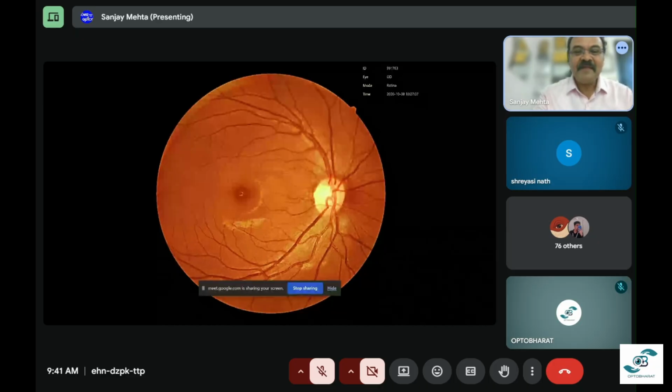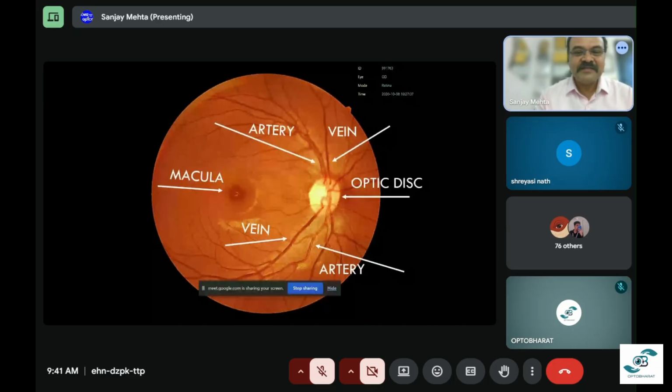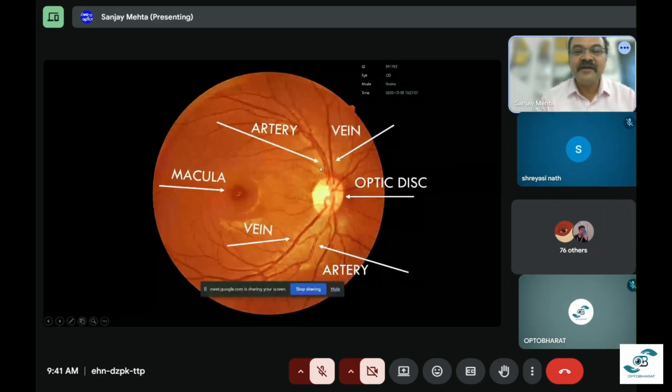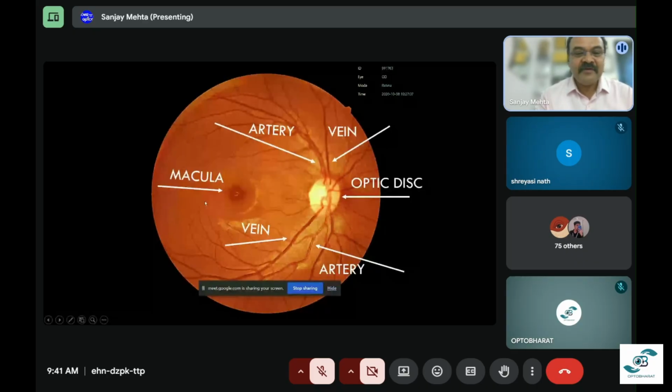Anyway, as you can see here, this is the optic disc. This darker red color you can see is the vein, and the thinner one is the arteries, and this is the main center point, which is called the macula, which is around about.